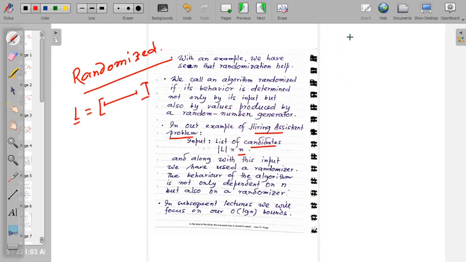So the input is the n numbers. N numbers is the input. And you see what we are doing: we are taking this input and transforming it into a sorted array. We are taking one array which is not sorted, say, and then we are having this output.